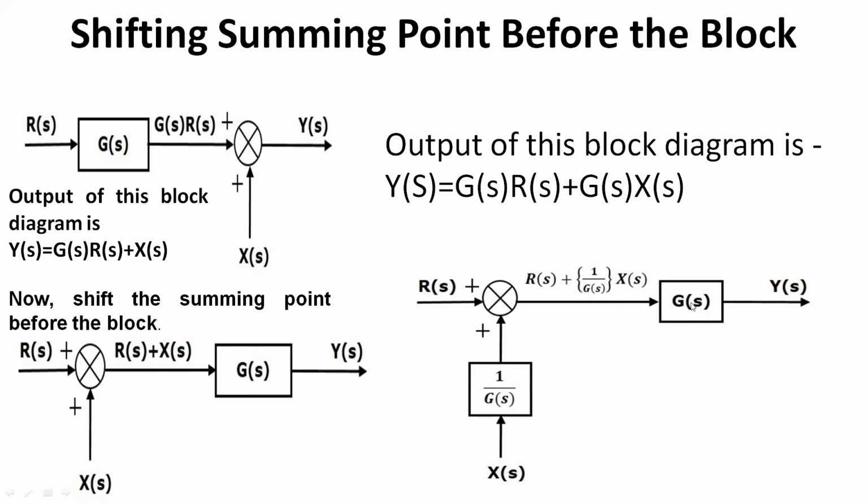So after the summing point, we are getting R(S) plus 1 by G(S) into X(S), multiplied by G(S). And that's exactly the Y(S). So Y(S) is nothing but G(S) into R(S) plus G(S) into X(S).